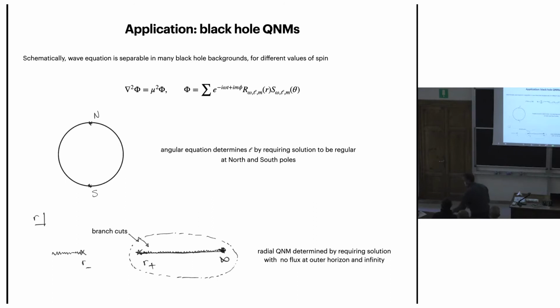So, okay, let me talk about the actual problem. The problem that we have at hand, of quasinormal modes of black holes, falls into this category for a large number of black holes. This is something that is not trivial at all, but I'm going to take it as a fact.